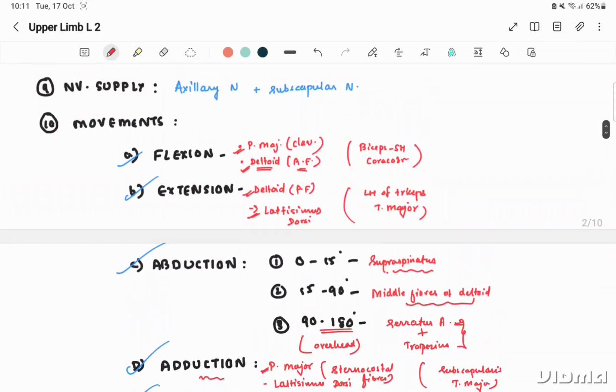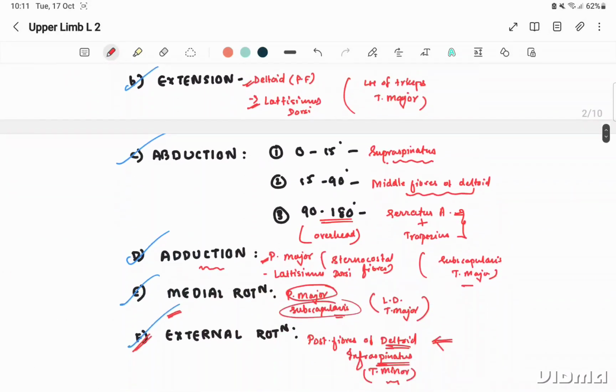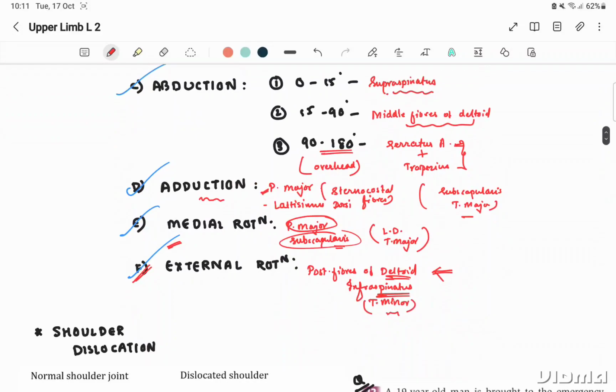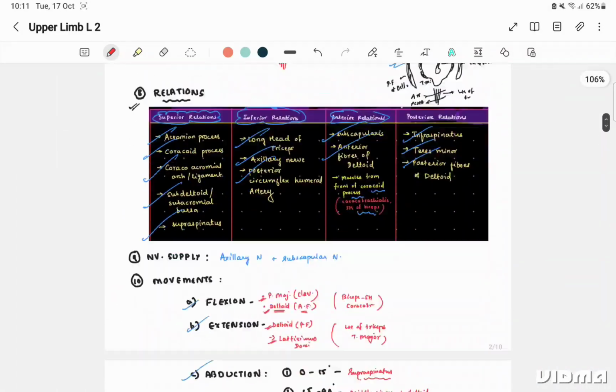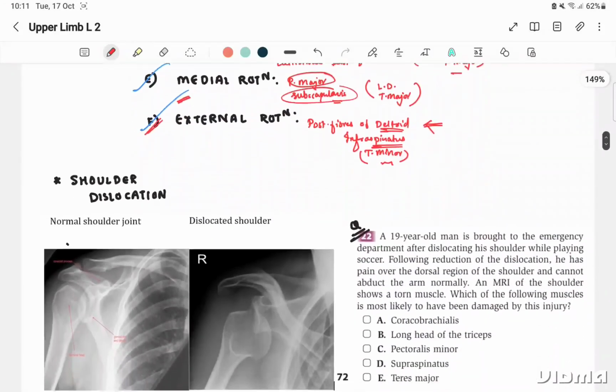So don't mug this up as accessory muscles and main muscles. You have to just see and tell by their origin and insertion how they bring about the action.